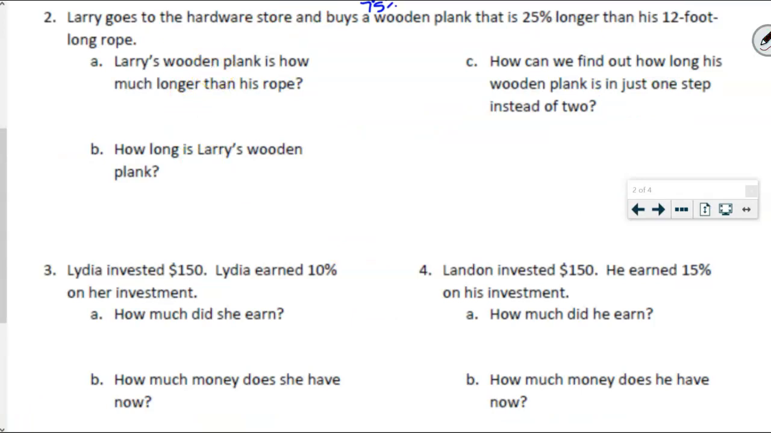How long is Larry's rope? Kale. No, his rope is 12 feet long.